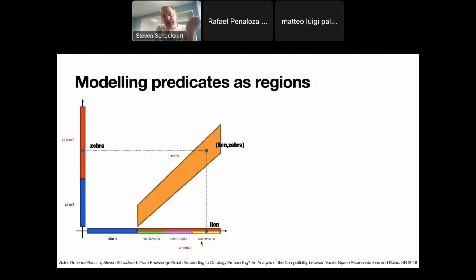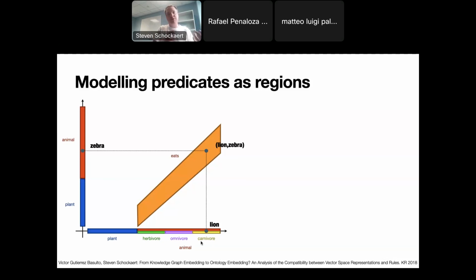Again, predicates, in this case binary relations, correspond to regions. So here we have this orange region, which is the eats relation. The point lion-zebra is inside that region, so that captures the knowledge that lion eats zebra, right? This is conceptually similar to what a knowledge graph embedding model would do. It captures geometrically the fact that the triple lion eats zebra is satisfied. But as before, we can do more than represent these facts.